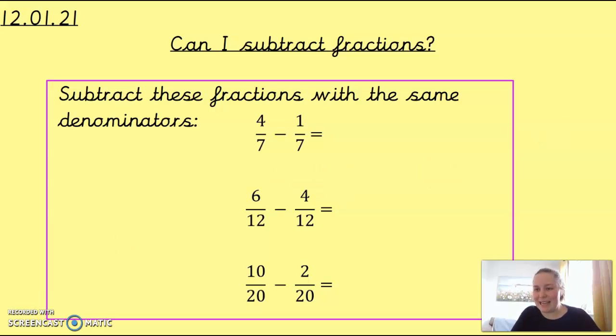Okay, hopefully nice and easy then. 4 take away 1 is 3, denominator stays at 7. 6 take away 4 is 2, denominator stays at 12, and 10 take away 2 is 8, denominator stays at 20. Hopefully you found those quite easy.